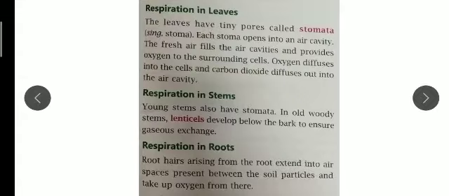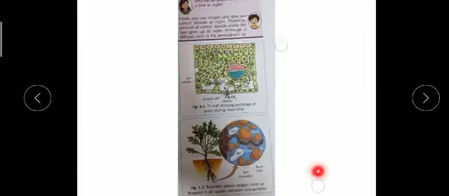And what is a stomata? The leaves have tiny pores called stomata. So please go through the chapter, read it, and draw these diagrams. Try to draw the diagram.